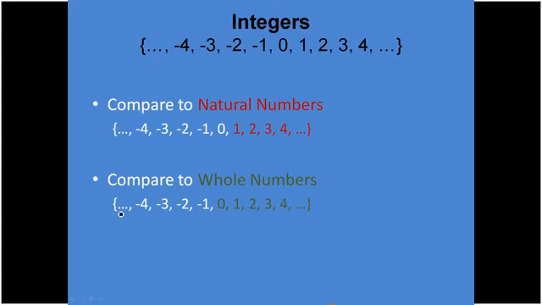So -843 is an integer. Now positive 843 is also an integer. Positive 843 is a whole number, and positive 843 is a natural number. So it's possible for one number to belong to many different sets. And we're going to see how all these sets of numbers relate to each other in a little bit.